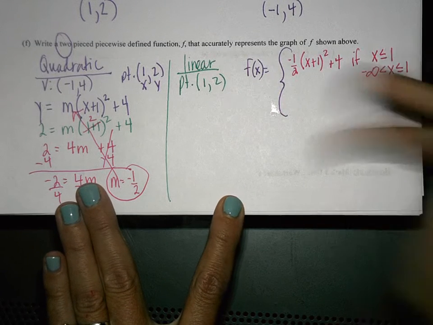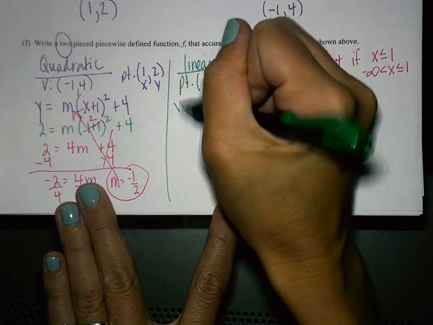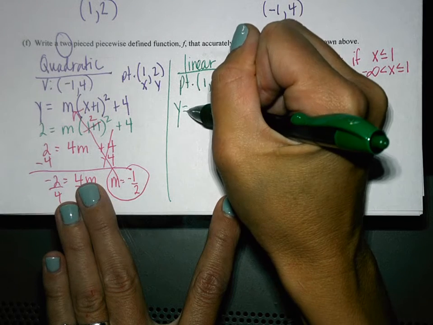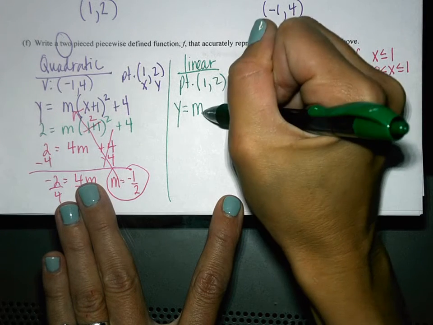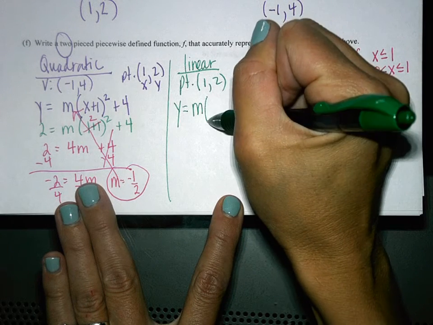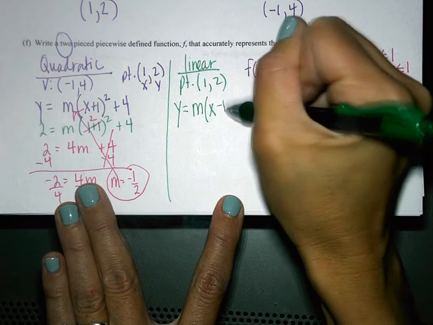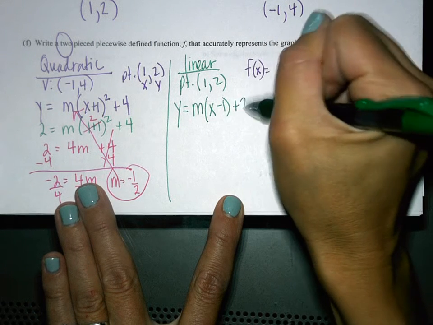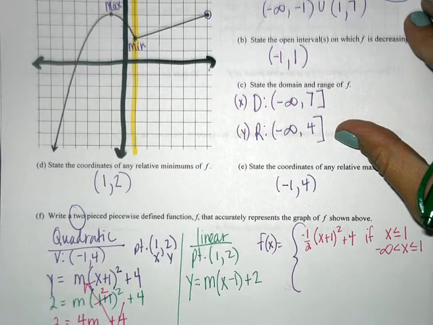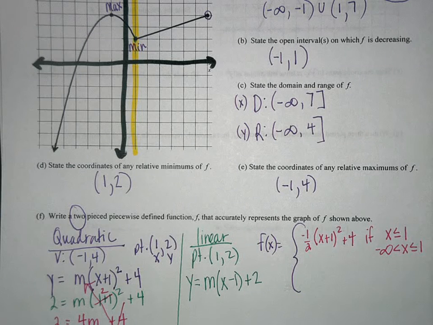Do you guys know how to write that into our function? How will I write it? y equals m, and then we're going to do a parenthesis, and it will be x what? x minus 1 plus 2. Now, when I have a linear function, a line, can I just count my slope? Yes, so that's kind of nice.